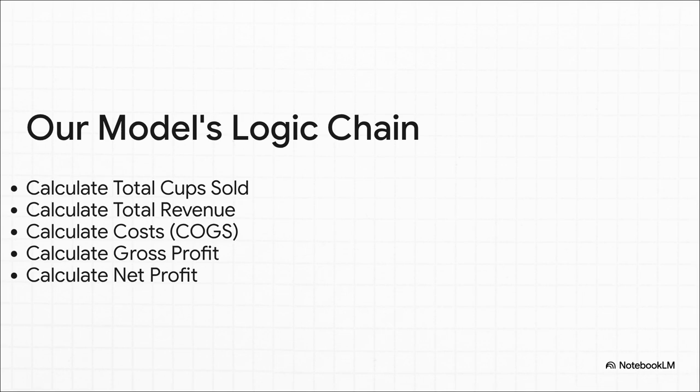And you can see how all these simple calculations start to form a logical chain, like dominoes falling. We start with the total cups we sold. That lets us figure out our total revenue. From there, we calculate our costs, what's often called the cost of goods sold, or just COGS. Each step builds on the one before it, taking us all the way from the top-line sales down to the bottom line, our final net profit.